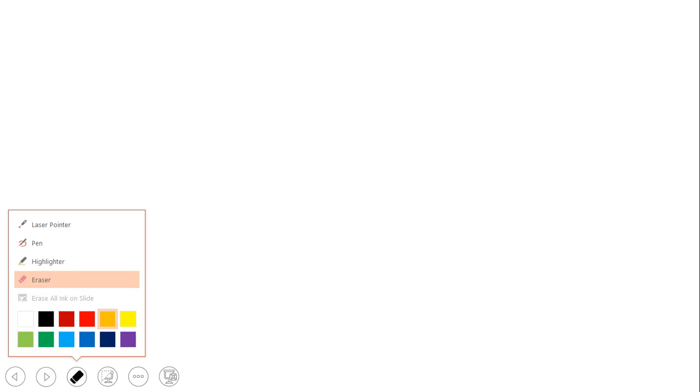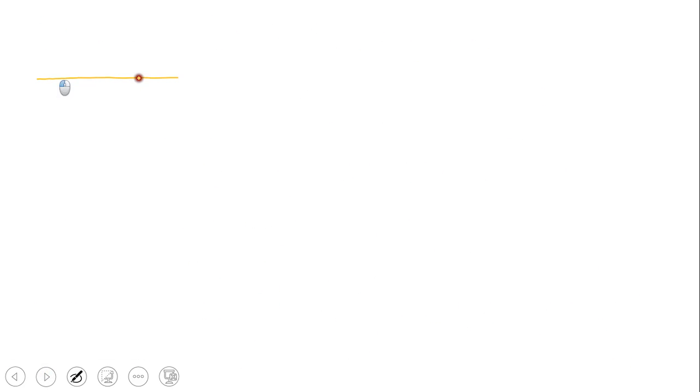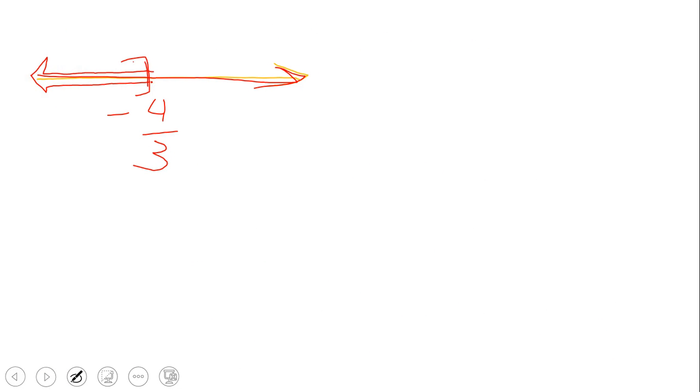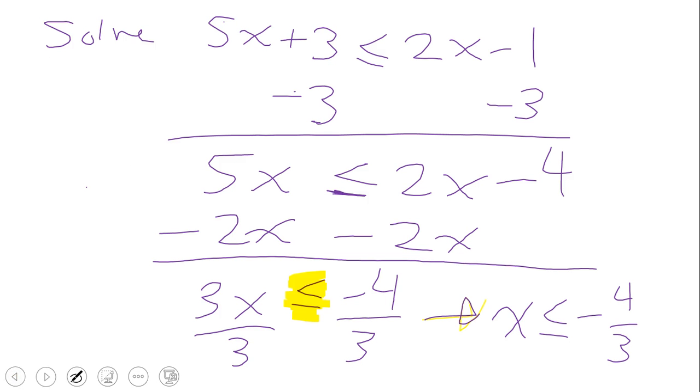I'll go do that over here. So if this is -4/3, then less than or equal to, it's going to be here on out. Alright, so that's all there is to that. And the solution is, so that's all there is to this.